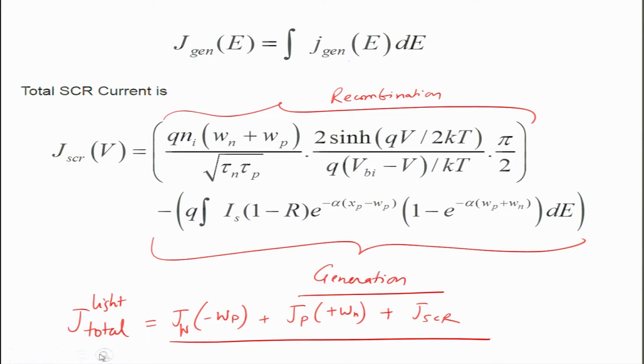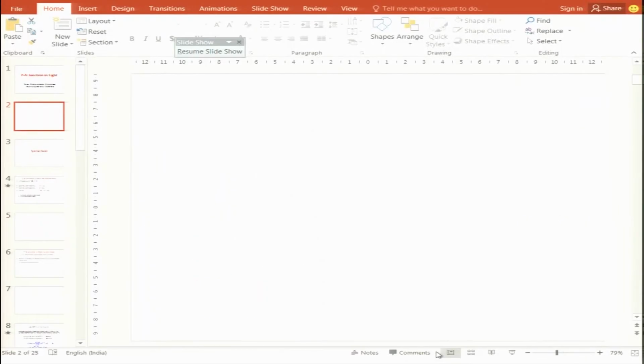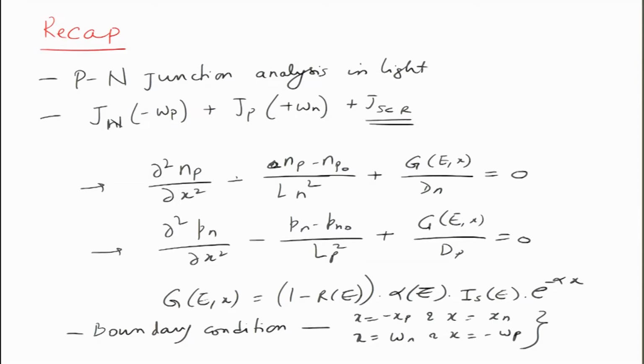So basically in the light, the total current is Jn at minus Wp plus Jp at plus Wn plus JSCR, and this is the total current, which is simplified by making a few assumptions to suit practical solar cell diodes. And we will now get back to our current lecture.